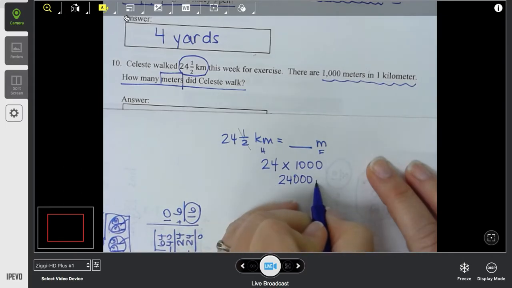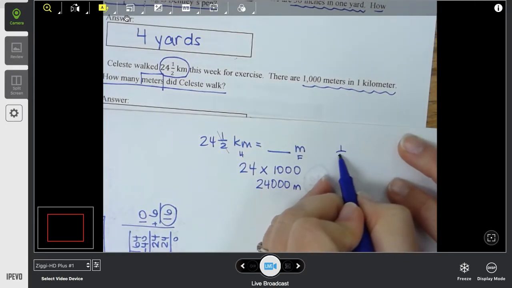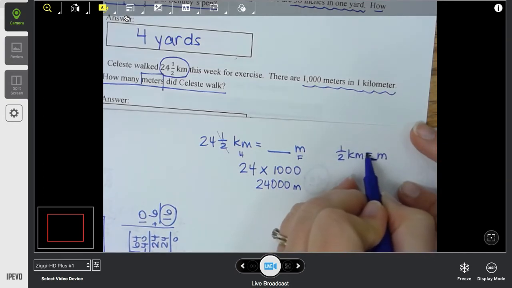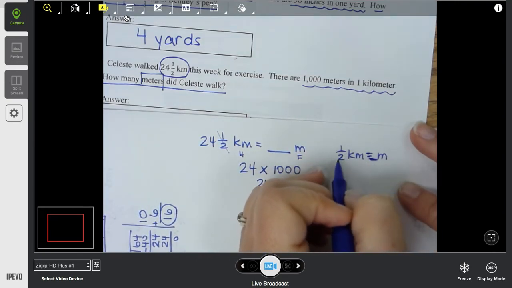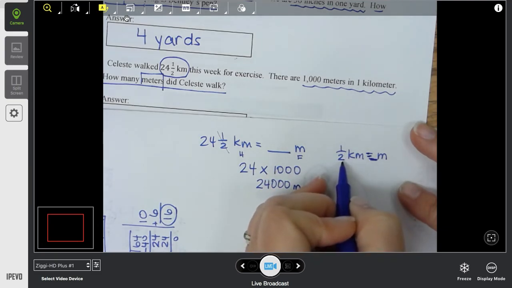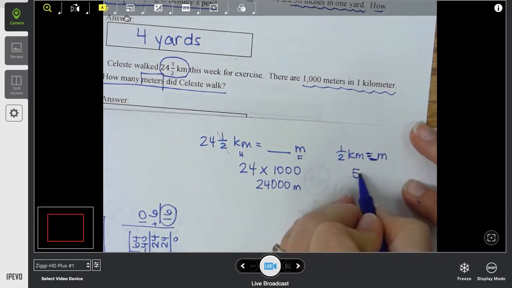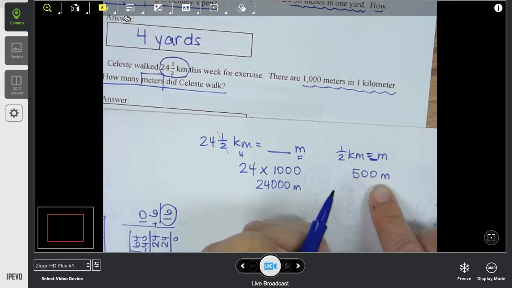24,000 meters. Now we're going to deal with this half. So if I have a half a kilometer and I'm going to switch that into meters, how many would that be? Well, we just said 1,000 meters is 1 kilometer. So if I only have a half a kilometer, I need to figure out what's half of 1,000. And half of 1,000 is 500. So half a kilometer is 500 meters.